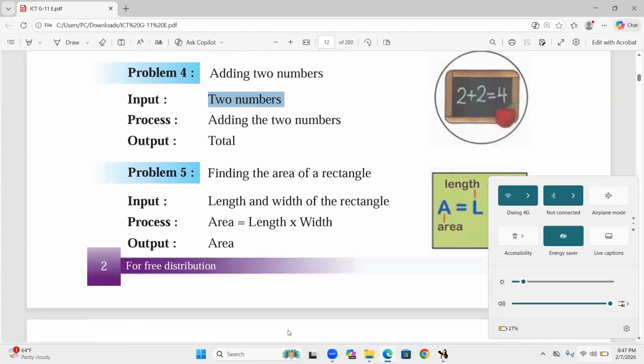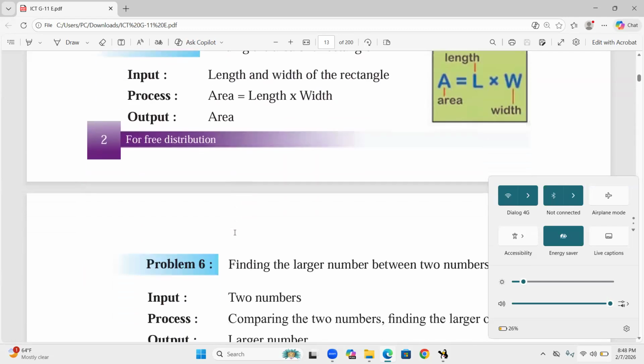Then problem number 5, finding the area of a rectangle. To find the area of a rectangle, we need the length and width of the rectangle. And the process of this problem is area equals length times width, right? Then multiplying length by width, you can get the area as output, right? So the area of the rectangle is the output of this problem, right?